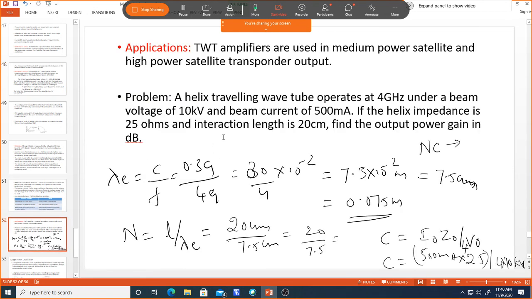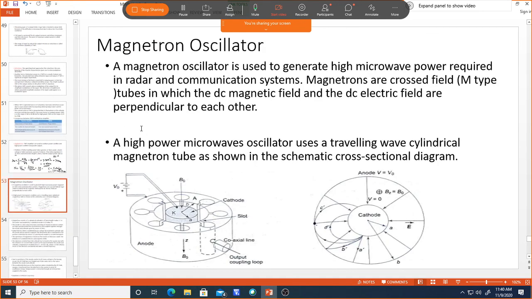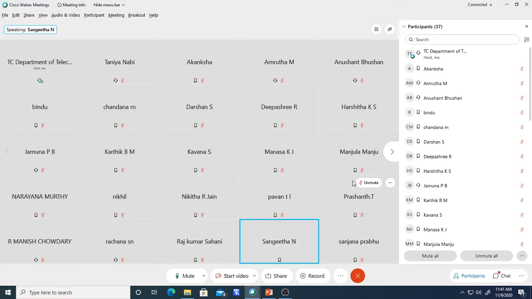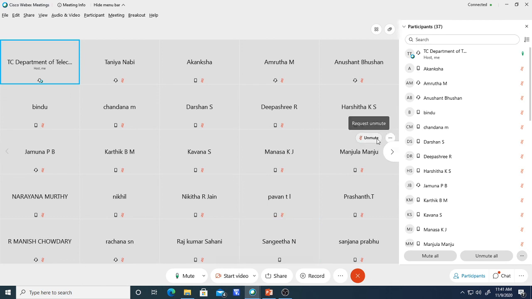So this is about TWT and the multi-cavity klystron. Now we will have the magnetron oscillator, which will be discussed in the next class. Any doubt in this, TWT and multi-cavity klystron?